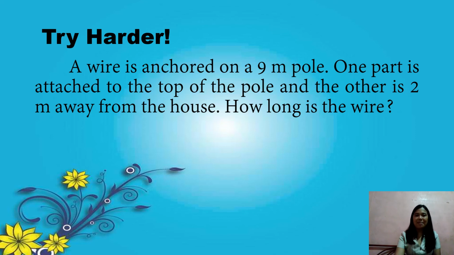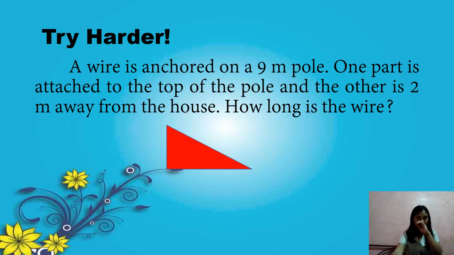Another problem. A wire is anchored on a 9-meter pole. One part is attached to the top of the pole and the other is 2 meters away from the house. How long is the wire? So there is a pole which is 9 meters. So the pole is vertical. Then the wire is attached to it. So from the top of the pole, the wire, if you're going to attach it, is diagonal.